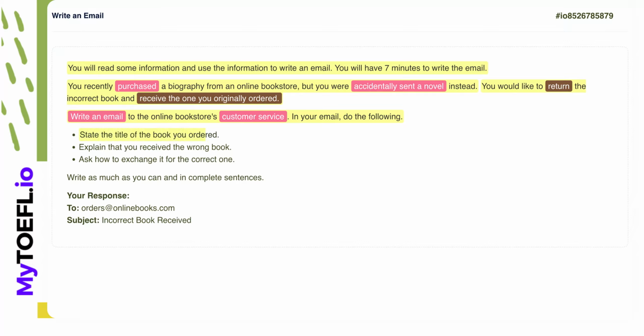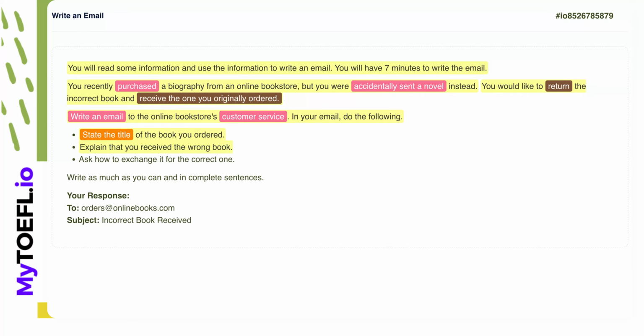State the title of the book you ordered. This is our first task. The key instruction here is to state the title of the book. This means you need to be specific. Since the prompt doesn't give you a title, you have to invent one. For the TOEFL, providing clear, specific details like a made-up book title is crucial. Failing to do this means you haven't fully answered the prompt, which will lower your score.